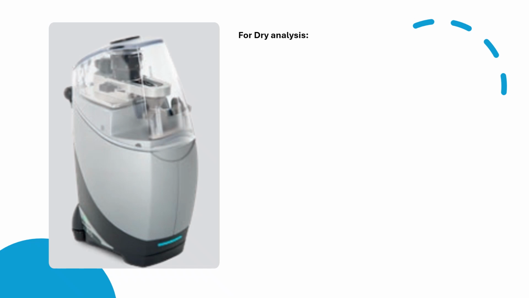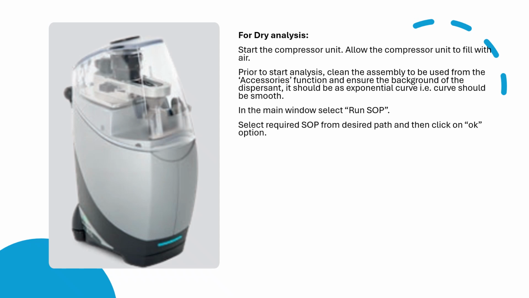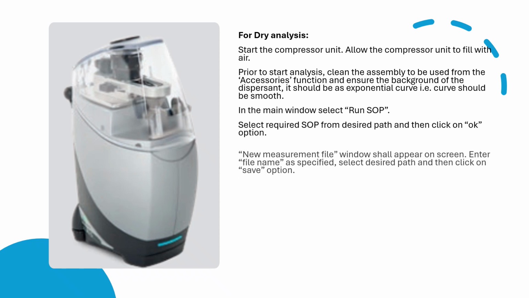Now we will discuss the analysis method for the dry analysis, right? Start the compressor unit and allow the compressor unit to fill with air. Prior to starting the analysis, clean the assembly to be used from the accessories function, and ensure the background of the dispersion is an exponential curve, that is, the curve should be smooth, right? Then in the main window select run SOP, select the required SOP for the dry analysis, and then click on OK.